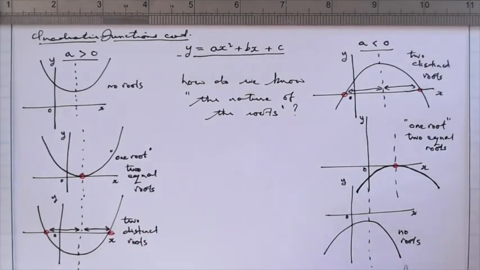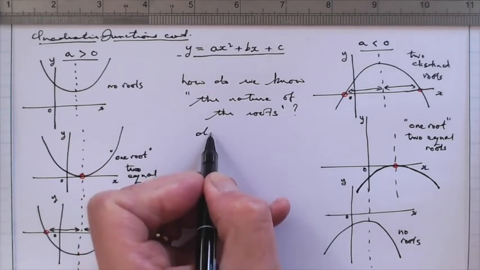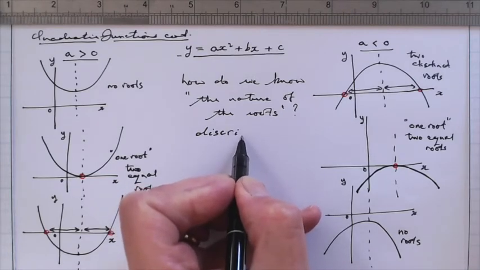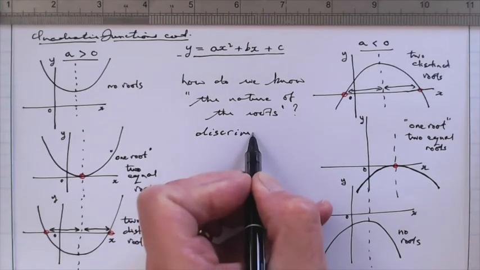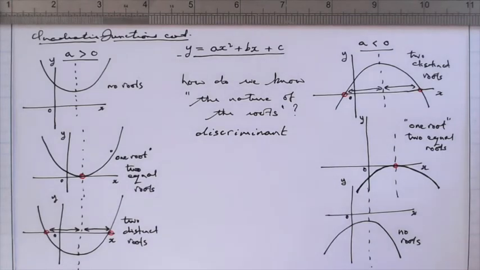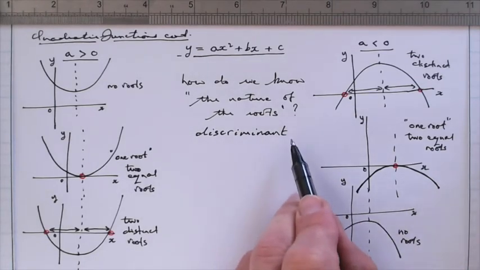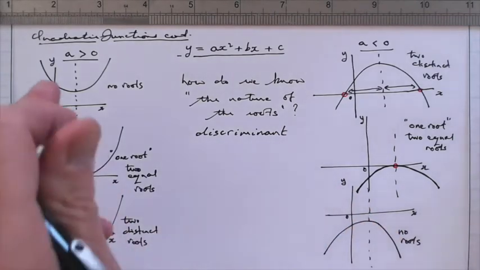And there's a lovely way to find that out, which is really simple, and it uses something called the discriminant, which I'm going to try and write in non-cursive here so that you can see exactly how it's spelled. Discriminant. Hope I spelled that right. And the discriminant is literally, it discriminates these different cases.